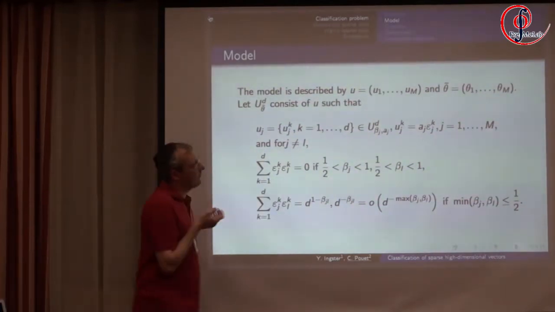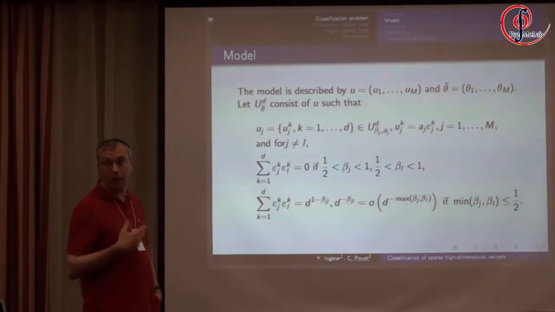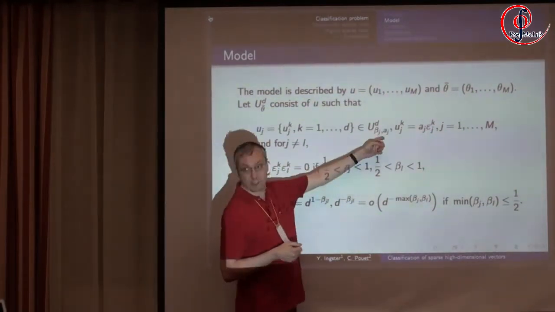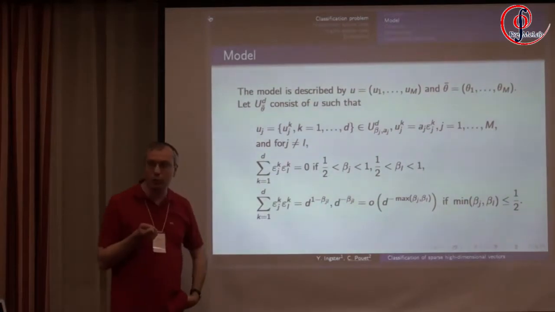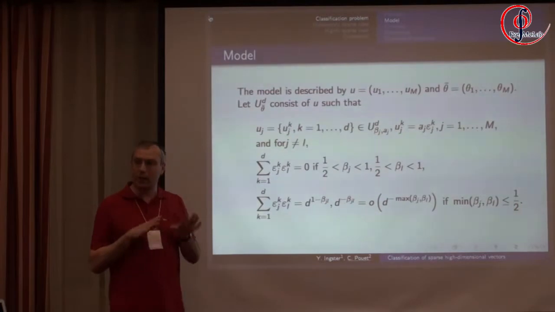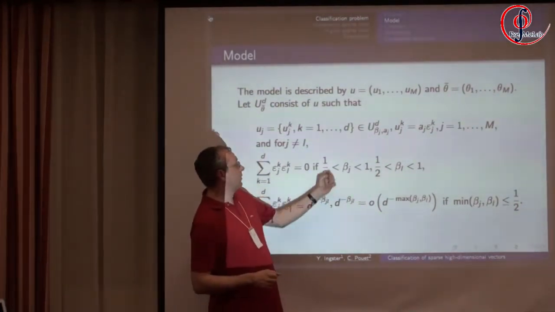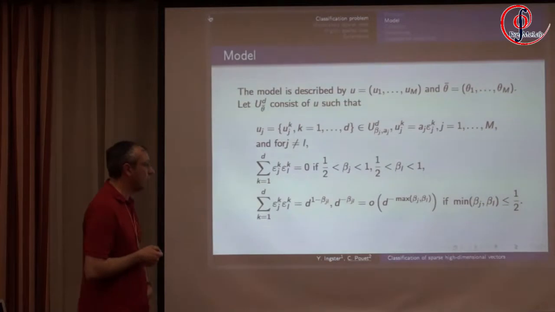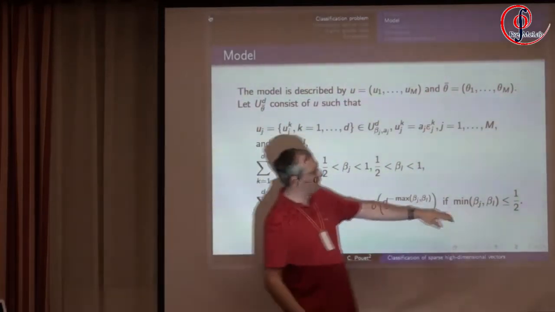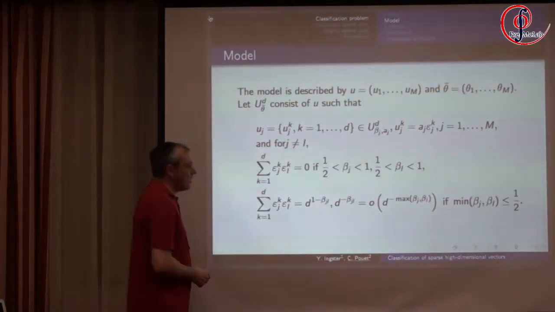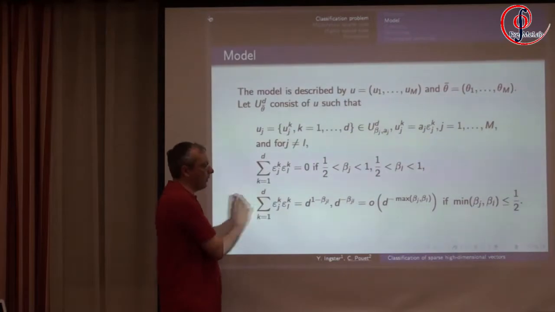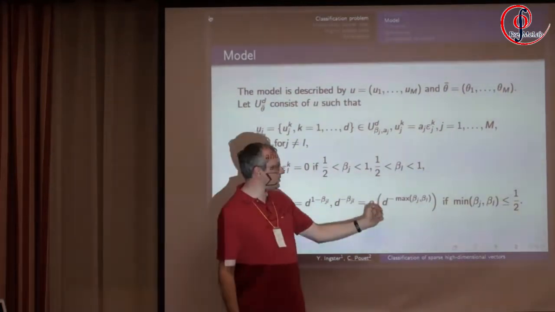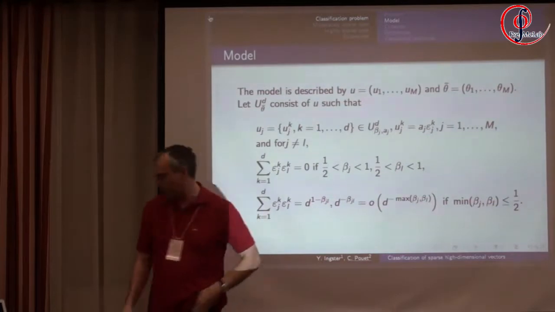So as we have M populations, we will have M assumptions about sparsity. We assume that each U_j belongs to some sparsity class. Then we also have to assume some sparsity condition between classes. When beta is between 1/2 and 1, we will assume that there is no overlap between our signal coordinates. And when beta is smaller than 1/2, that is to say, when at least one of the two betas is smaller than 1/2, then we will assume that we can have some overlapping between our coordinates, but in fact it's not a lot. It's smaller than d to the power minus the maximum of beta_j and beta_n.